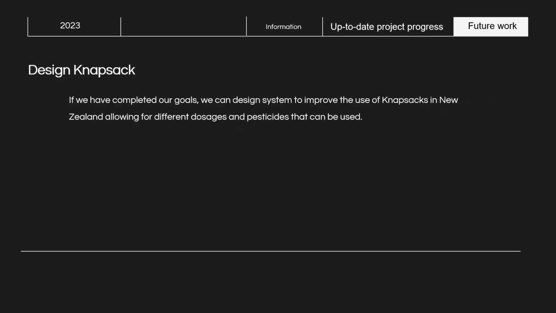Design knapsack. If we have completed our goal, we can design a system to improve the use of knapsacks in New Zealand, allowing for different dosages and pesticide sizes that can be used.